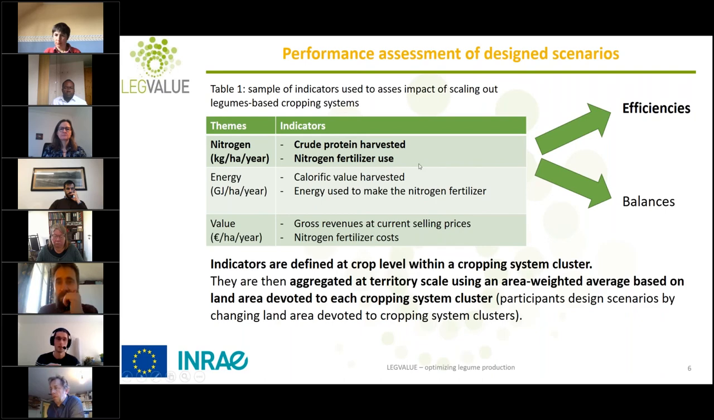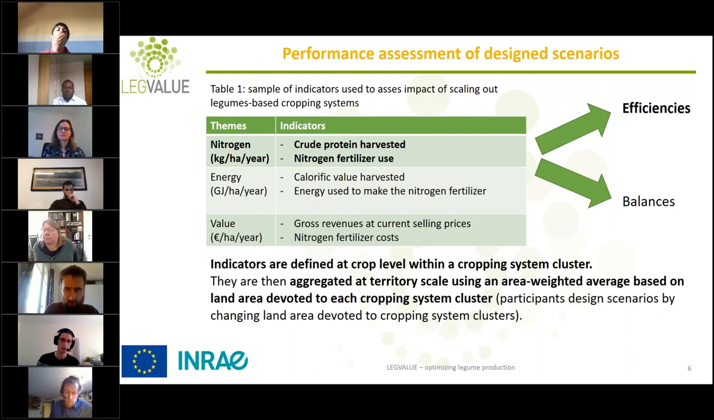So we have a nitrogen term that includes crude protein harvested, overall crude protein harvested, and overall nitrogen fertilizer use. We also have an energy term in which we look at calorific value harvested and energy used to make the mineral nitrogen fertilizer used. And also we have a look at the value, what we call gross revenue at current selling price and nitrogen fertilizer cost.